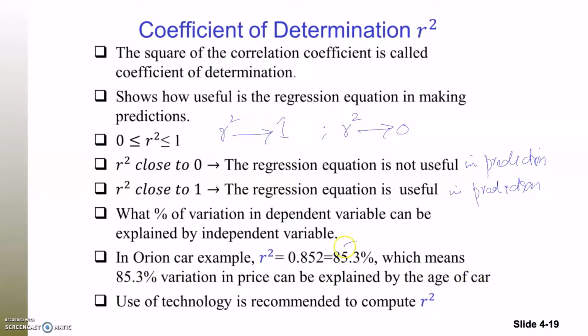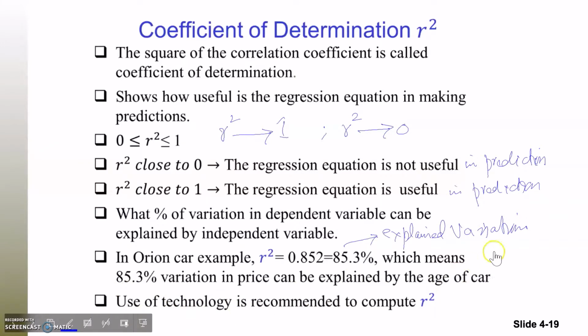So this is called the explained variation. I repeat, 85.3%. What I did was convert the value of the coefficient of determination into a percentage, and this turns out to be 85.3%. It means that 85.3% variation in the price can be explained by the age of the car. So you might be wondering what happened to the 14.7%.